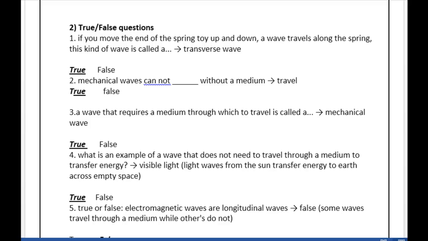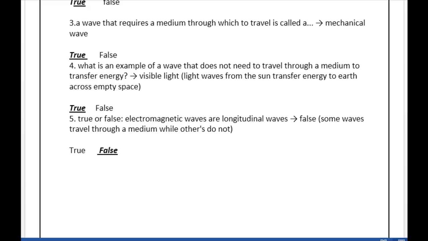Number 4, what is an example of a wave that doesn't need a medium to travel through? Visible light, or light, so it's a light wave from the sun that transfers energy to the earth. So it will be true. Number 5, electromagnetic waves are longitudinal waves, or it's some waves travel through a medium while others don't. Will it be true or false? False.